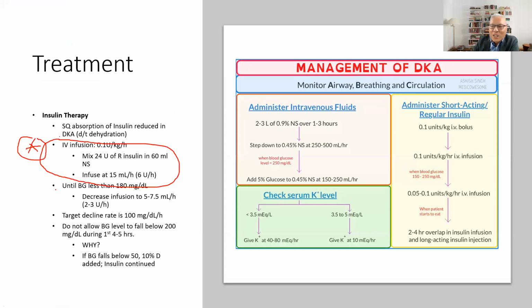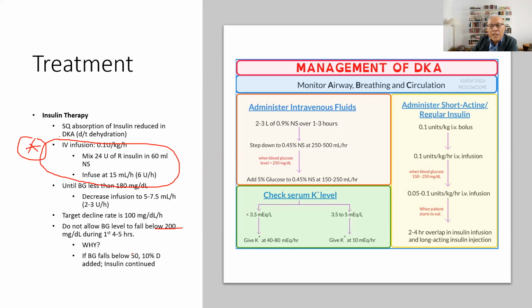All right. So we don't want to rapidly correct the hyperglycemia, because what was the problem again? If you rapidly correct hyperglycemia? Too much fluid in the brain. Yes, cerebral edema. Very good. That's going to kill the patient. All right. So we do not want to allow the blood glucose level to fall below 200 because of the danger of creating cerebral edema.